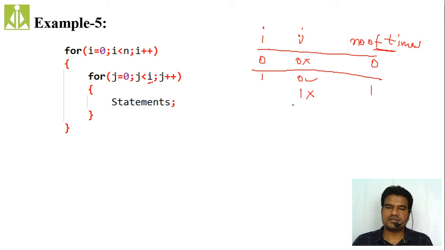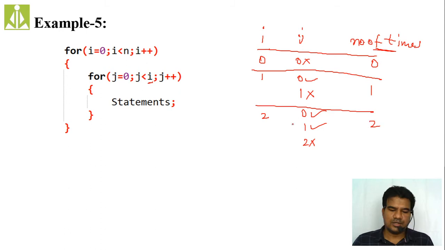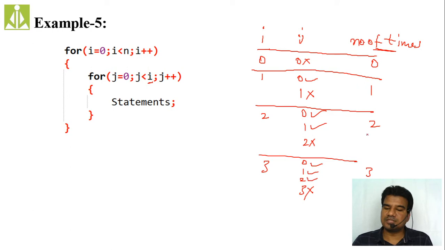Okay. So next, when i value becomes 2, in the next iteration, we have the possibilities 0, 1, 2. At 2 the condition becomes false. These two times the condition becomes true and the internal loop gets executed. So 2. Next, 3. We have the possibilities 0, 1, 2, 3, and at 3 the condition becomes false, and we have 3 cases where the condition becomes true, so the internal loop gets executed 3 times.